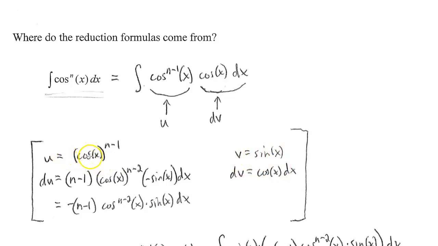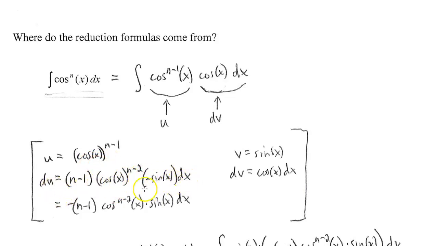What's the derivative of cosine to the n minus 1? Well, we can use the chain rule. So if u is cosine to the n minus 1, du would be, well, we bring the n minus 1 out front, so we have n minus 1 times cosine to the n minus 2. We lower that by 1. But then times the derivative of that inside function, the derivative of cosine, which is minus sine x and dx.